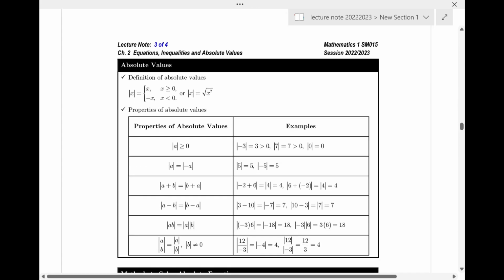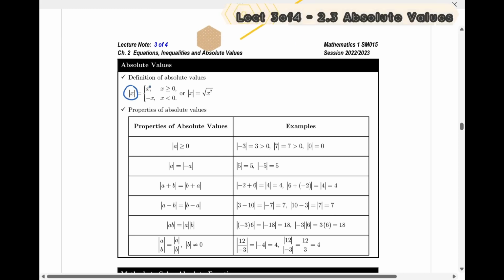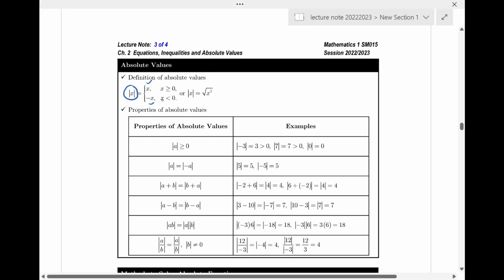So now first we need to know what is the definition of absolute values. Absolute value is actually either a positive of the function or a negative of the function inside the modulus. So if we have modulus of x, we have either positive x or negative x. Positive for x greater than or equal to 0, while the negative is for x less than 0.